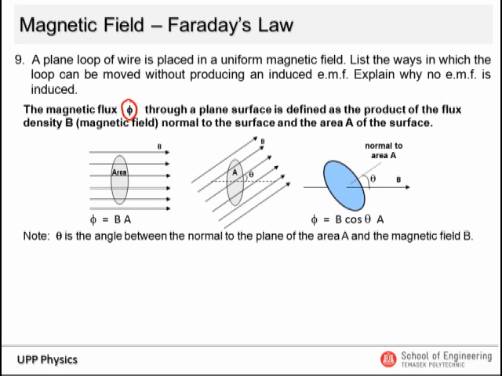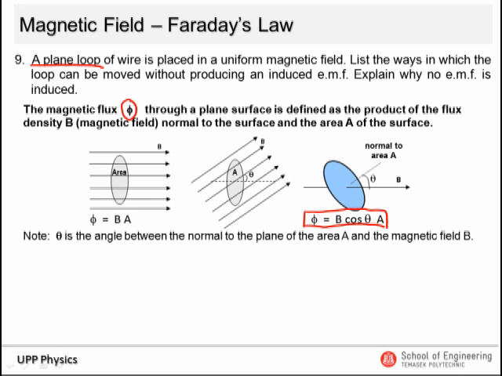The figure on your left shows the magnetic field that is parallel to the normal of area A. The middle figure shows a magnetic field inclined at an angle theta to the normal of the surface. The last figure on your right gives the formula to calculate magnetic flux. When your magnetic field B is at an angle theta to the normal of the area A, the formula is given by phi equal to B cosine theta times A, where theta is the angle between the normal to the plane of the area A and the magnetic field B.